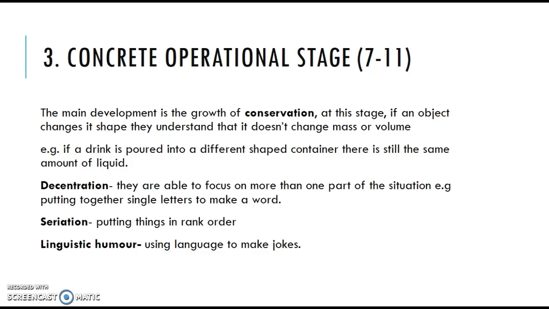We can also get good at seriation at this stage, where we can start putting things in rank order, and also linguistic humour. So until this age, children are not very good at telling jokes because they don't understand the way that the language works. So if we're using puns, or if we're using alternative meanings for jokes, things like knock-knock jokes, where a word can have 2 meanings, up until this stage, they don't understand them.